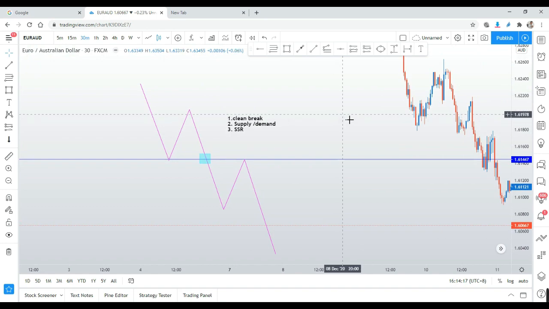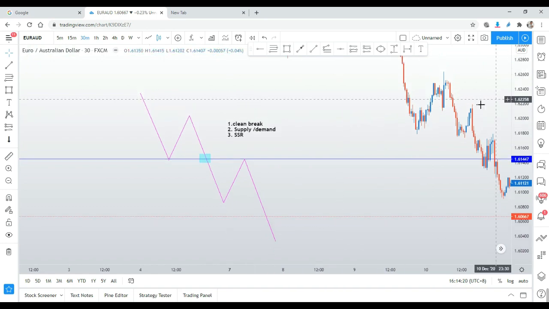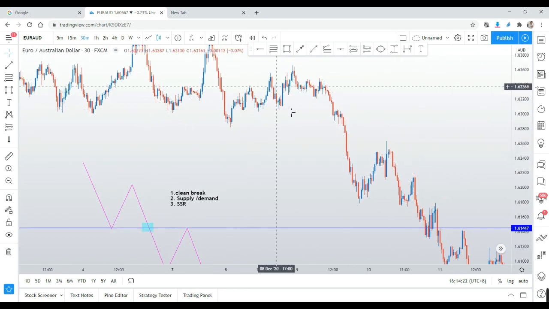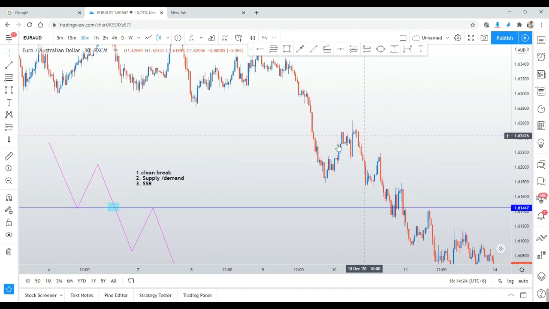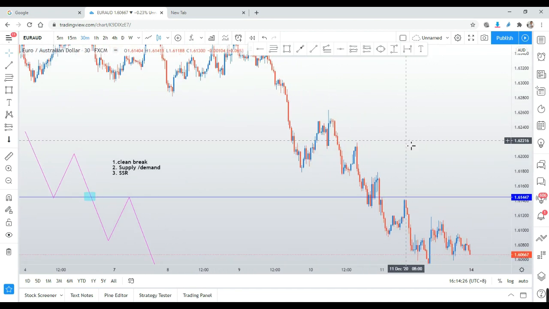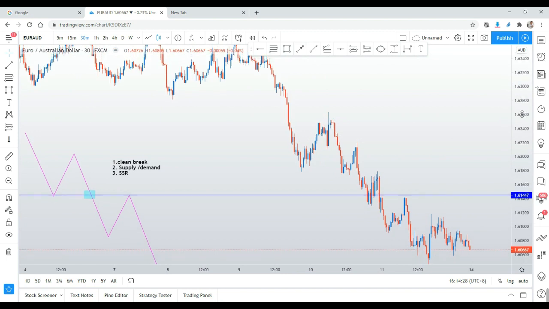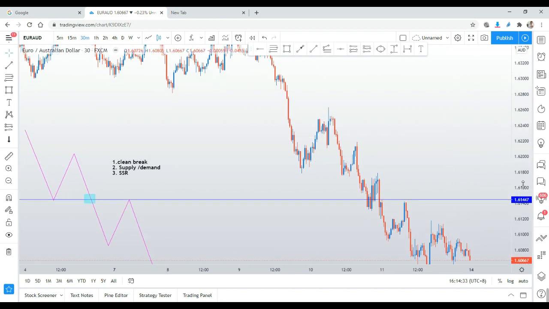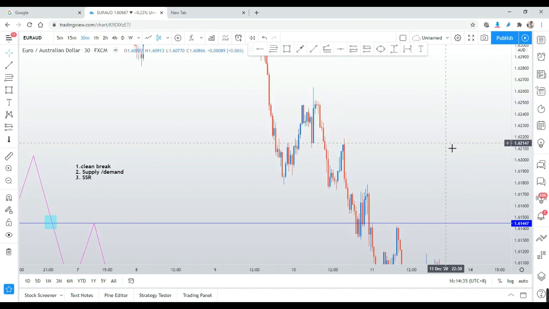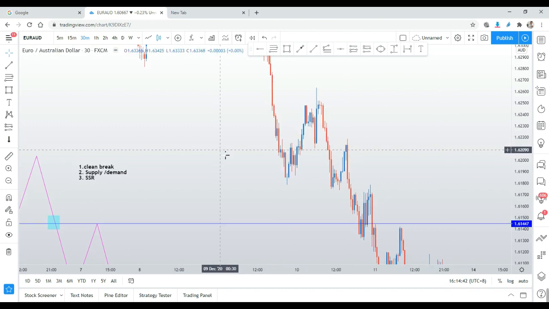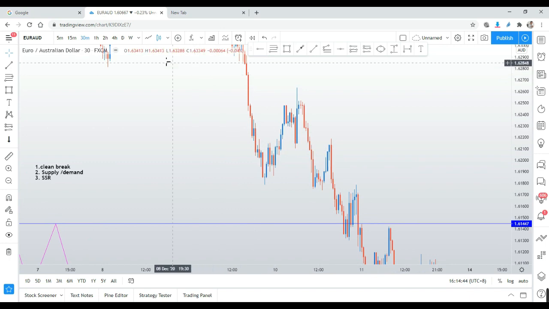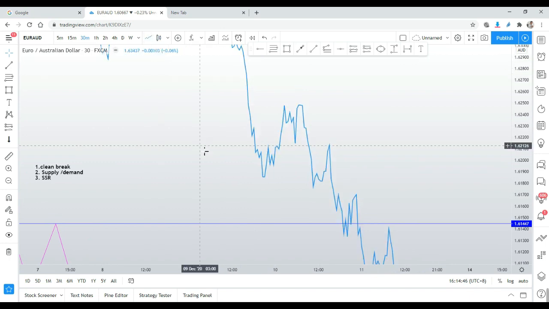We are looking at Euro AUD 30 minutes. As we can see, the price is going downwards. First of all, we must find a significant support and resistance, SSR. How do we find it? This is a big challenge for a lot of people out there, so I have a very easy method: switch your chart into a line chart. That's all.